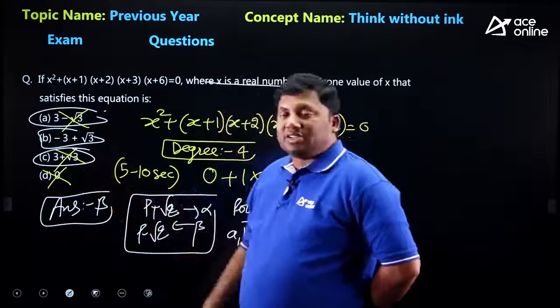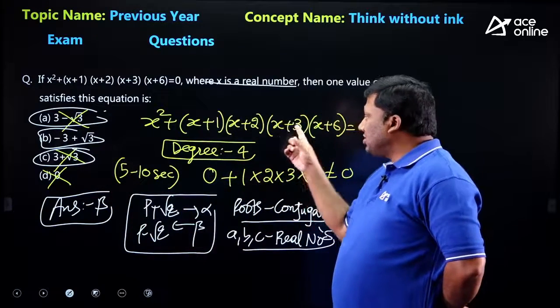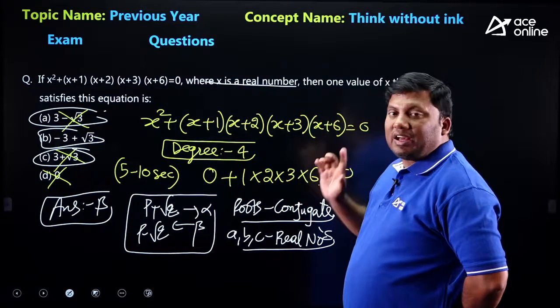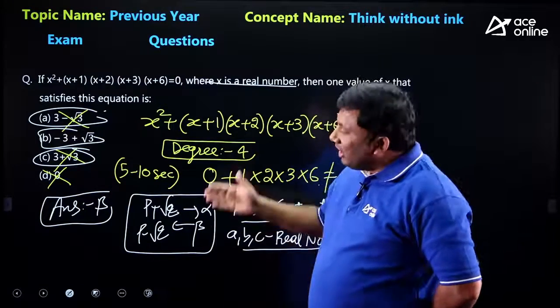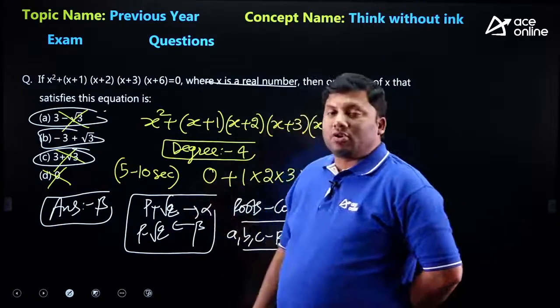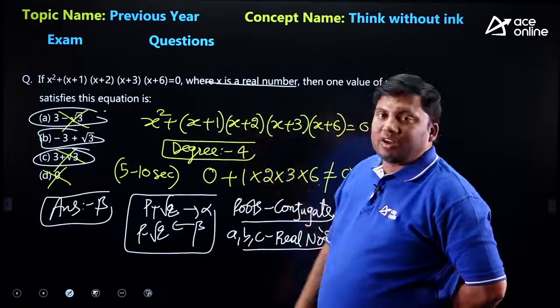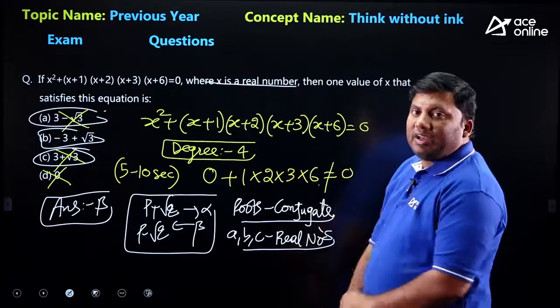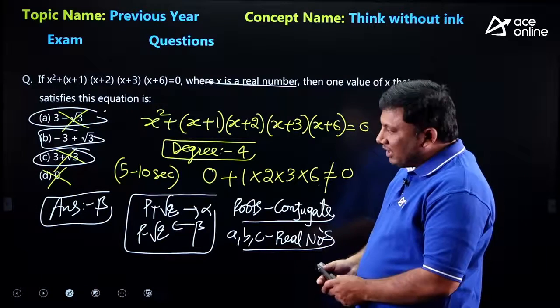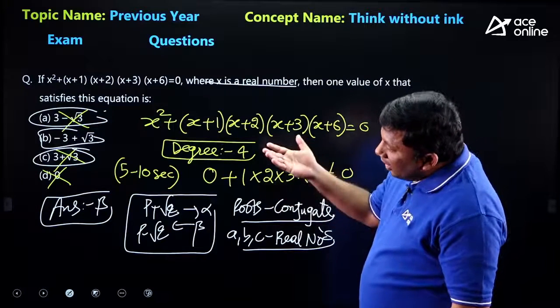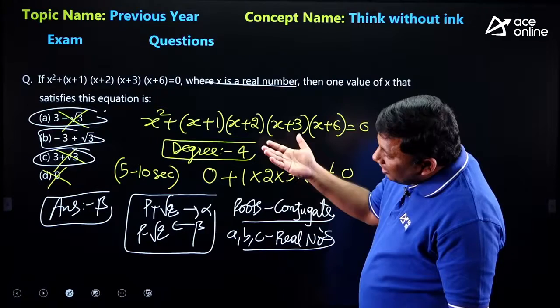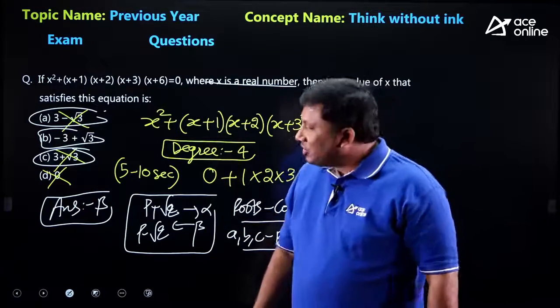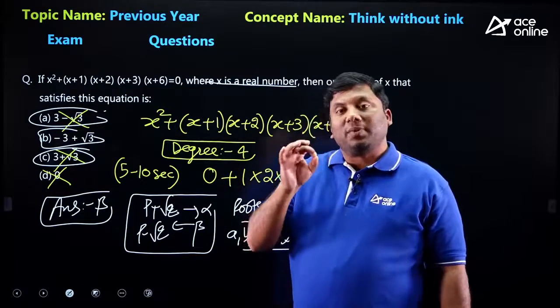0 cannot be the answer to the question because the left hand side has numerical values. If 3 plus root 3 is one root, 3 minus root 3 will also be another root. But there is no option which says A and C, so both are eliminated. The answer for this question is minus 3 plus root 3.